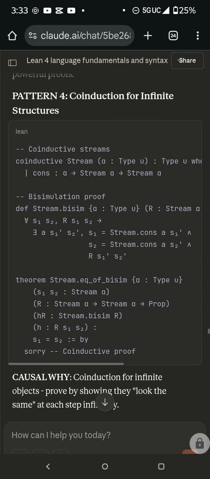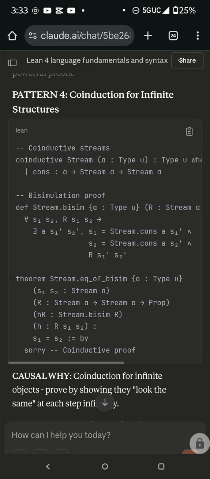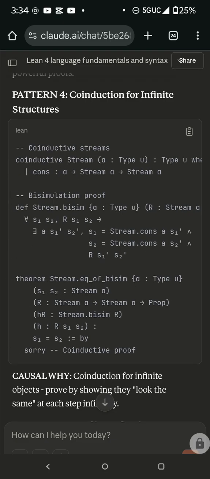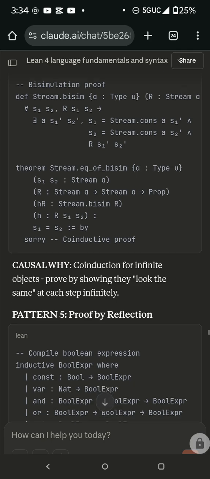Pattern 4, co-induction for infinite structures. It offers like this. And perhaps someone else could take something like this or help me out with this. Have each of these AIs we've worked with then go and analyze each of the other AIs' insights, because to each one, the other one would be fascinating, right? And all that. Causally, co-induction for infinite objects. Proof by showing they look the same at each step infinitely.